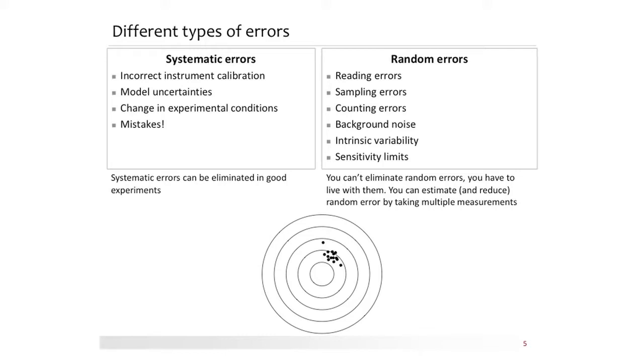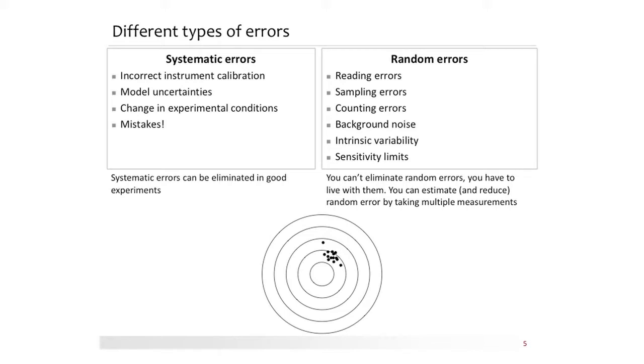Systematic errors are usually due to incorrect instrument calibration, some model uncertainties, or a change in experimental conditions. If you have to set your temperature to a given value and you change it, you might have a shift in your results, or just simple mistakes. These errors can be eliminated in good experimental practice. You just follow your protocol well. So I'm not going to talk about this anymore.